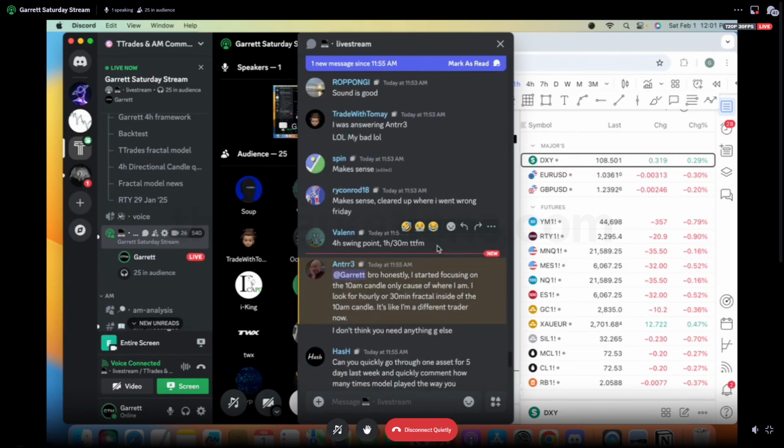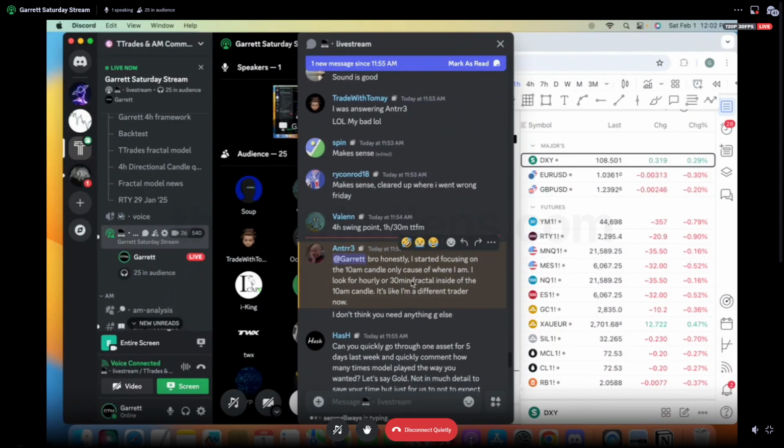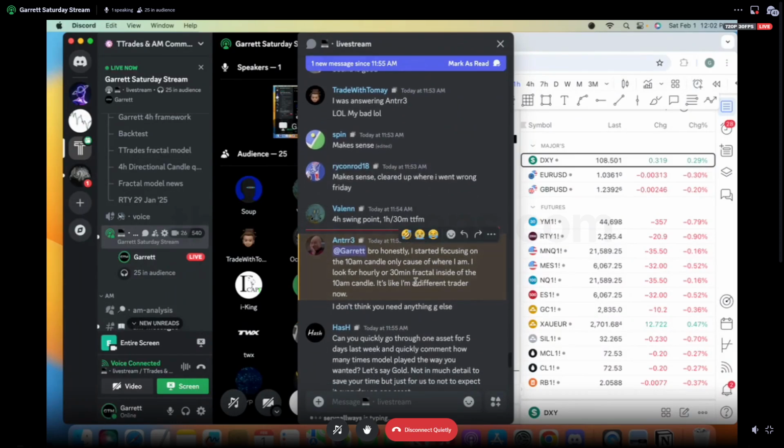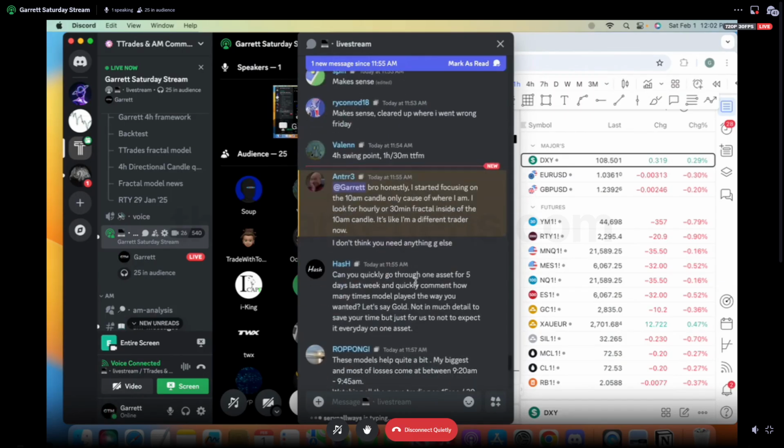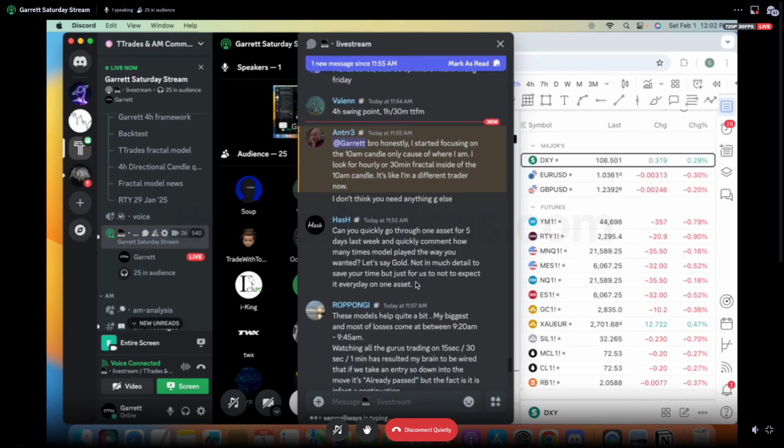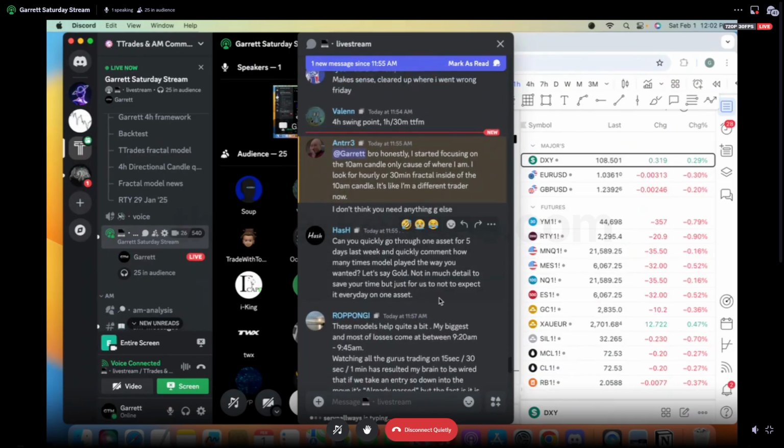Honestly, I started focusing on the 10 a.m. candle only because of where I am with hourly. Yeah, that's pretty much the model, one of the models. It's extremely good, the 10 a.m. candle. If you look at my Twitter, almost all my trades are the 10 a.m. candle. Easiest to trade. It's so easy. And then when you add it to the fractal model, it's just mechanical. You can't mess it up unless you got your bias wrong or something.